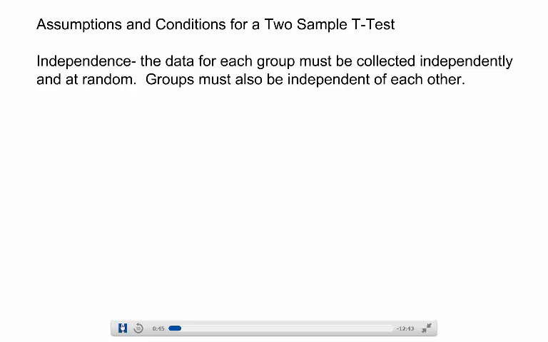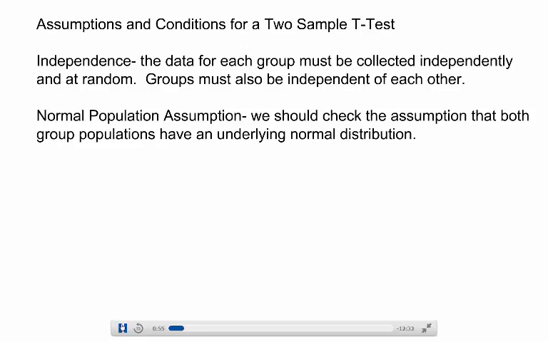One way to compare means is by conducting a two-sample t-test. Here are some assumptions and conditions for conducting a two-sample t-test. Independence. The data for each group must be collected independently and at random. Groups must also be independent of each other. The normal population assumption. We should check the assumption that both group populations have an underlying normal distribution.